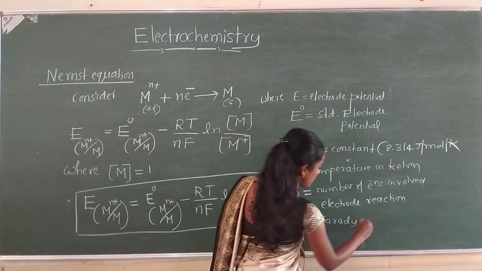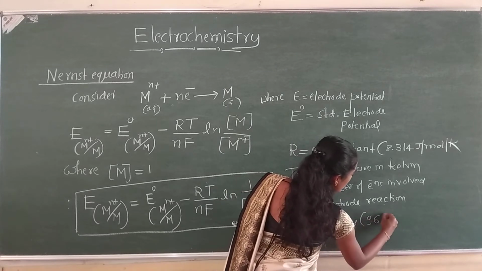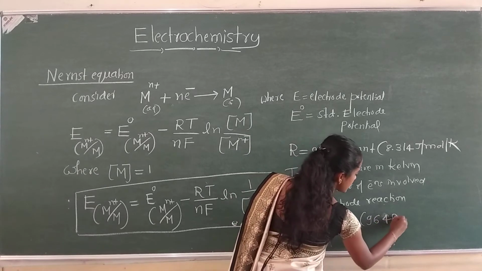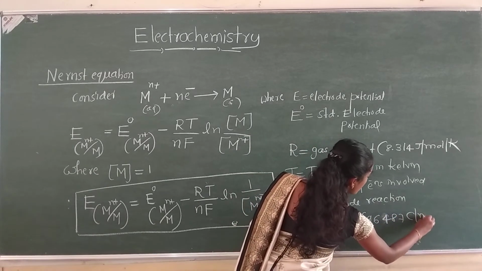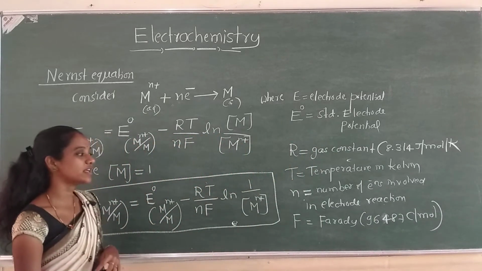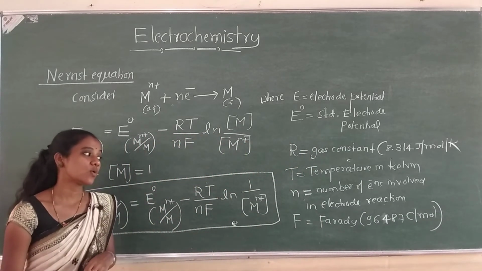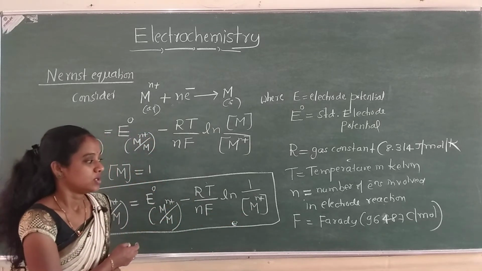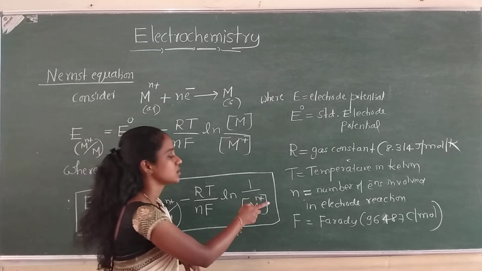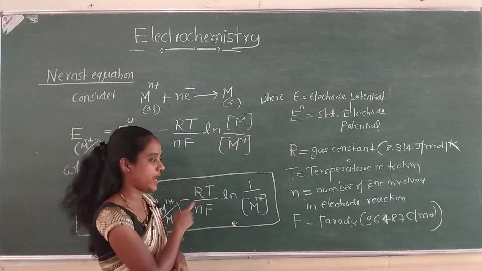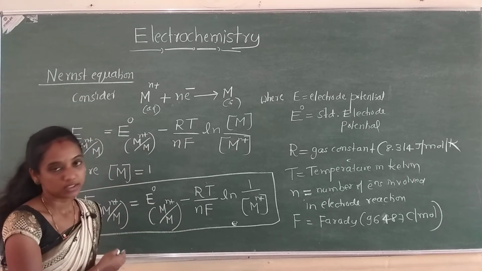So 1 Faraday is equal to the value 96,487 coulombs per mole. So what is the value of 1 Faraday? 1 Faraday is equal to 96,487 coulombs per mole. I'll explain what that concept is and how that value is obtained in the later classes.